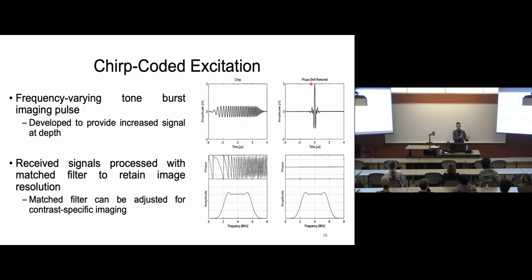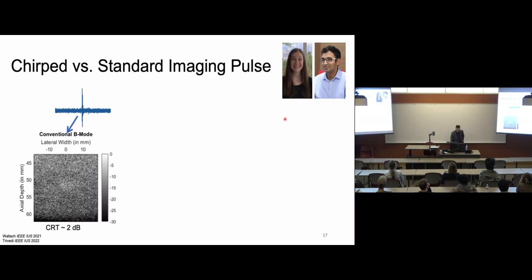Now, the match filters can be modified to either accentuate fundamental signals, which would be equivalent to a standard B-mode image, or it can be used to accentuate bubble-specific types of oscillations, in particular subharmonic frequencies. That is half of the frequencies in the bandwidth of this chirp, to really drive the presence of bubbles. And so I had an undergraduate student a few years ago, Emily Wallach, who investigated this both with in vitro phantoms, scattering phantoms, as well as in vivo.